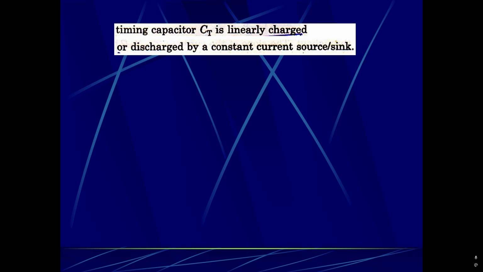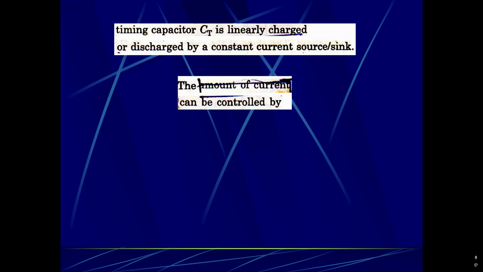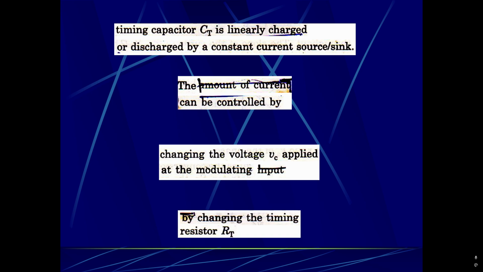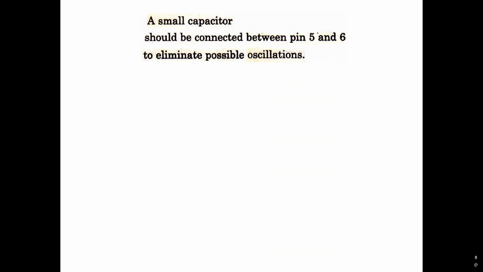Here the timing capacitor CT is linearly charged or discharged by a constant current source or sink. The amount of current can be controlled by changing the voltage VC applied at the modulating input, or by changing the timing resistor RT. A small capacitor should be connected between pin 5 and 6 to eliminate possible oscillations.